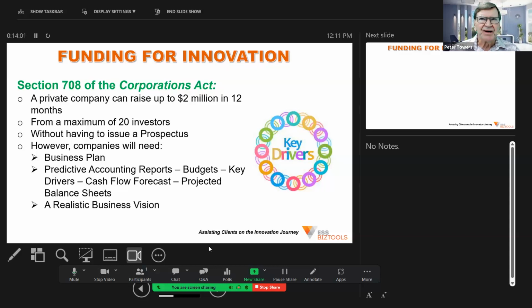What's realistic? And this will be closely linked to the marketing report. How many widgets can be sold and at what price? And what costs are going to be incurred in getting your client into that position?